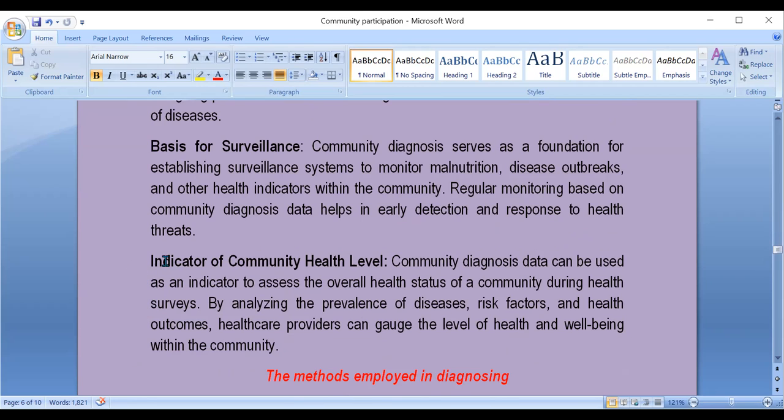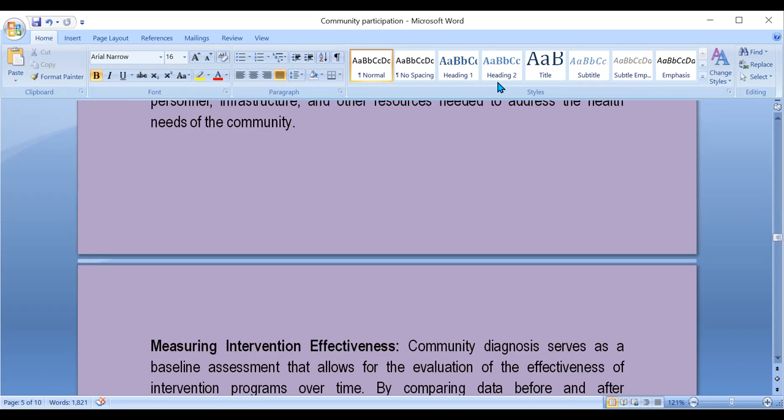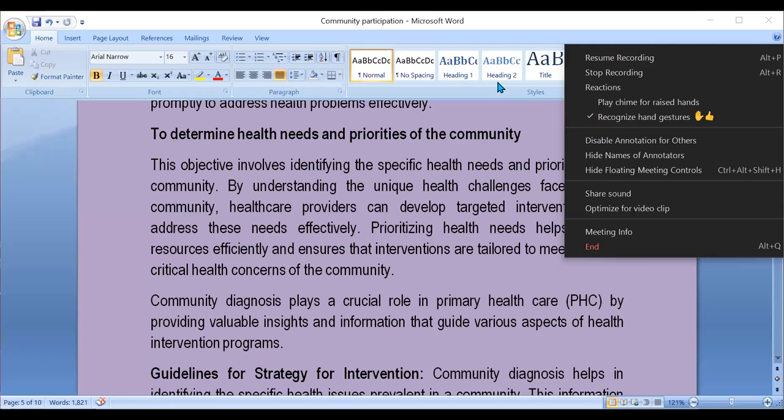Another is that it is an indicator of community health level. This tool will help you to know which level of health is existing in this community. So community diagnosis data can be used as an indicator to assess the overall health status of a community during health surveys. So these are the aims of community diagnosis.